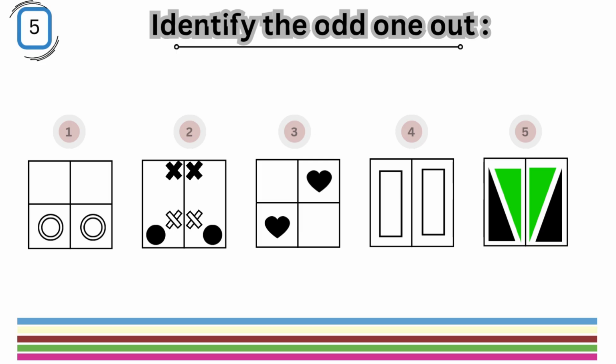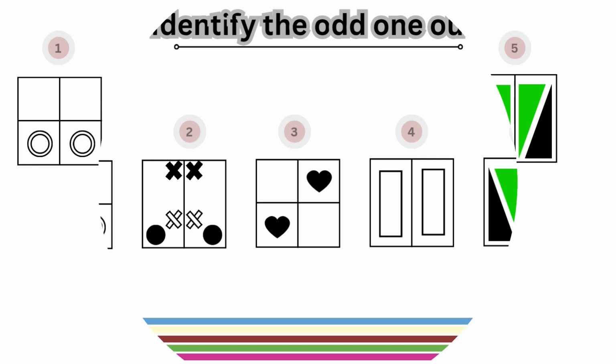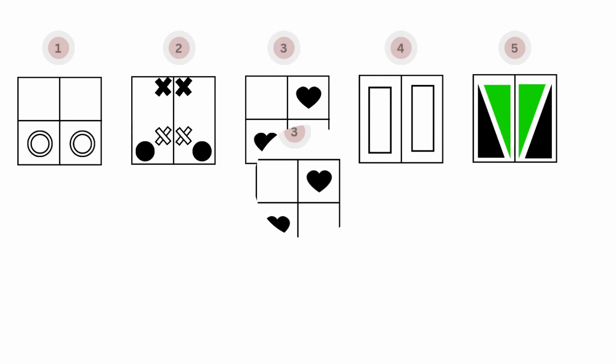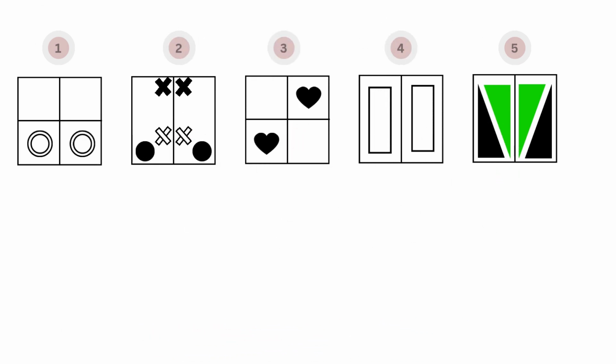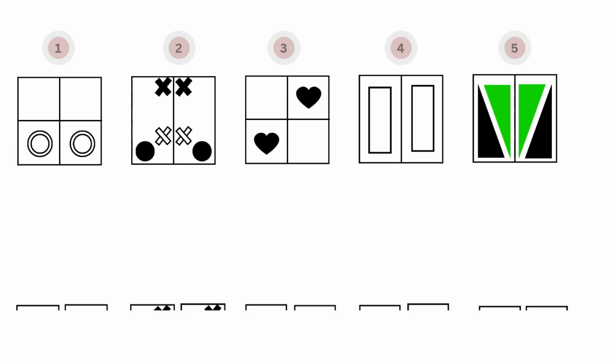The task is to identify the odd one out among the given options. At first glance, all the boxes appear quite similar, but a closer inspection reveals a subtle difference in one of them. In most of the options, a vertical line divides the box into two equal halves. Each half mirrors the other, creating a symmetrical balance. It's as if you could fold the box vertically and both sides would match perfectly.